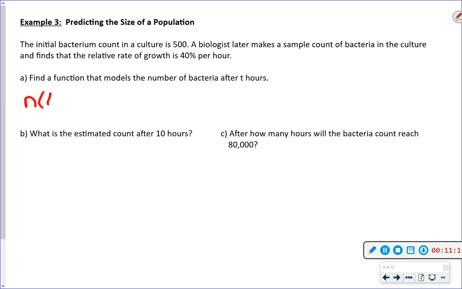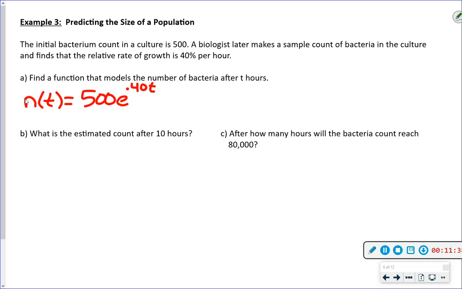So N of T, our initial amount's the 500, E, and then of course to the RT. Now the rate's the 40%. I don't have a percent key in my graphing calculator, so I'm going to put that as a decimal. I don't care if you have the 0 or not. I just threw it on there because it looks fancy. And then of course, time. So when it just asks for the model, it's just asking you to set it up because clearly we're going to use it for B and C.